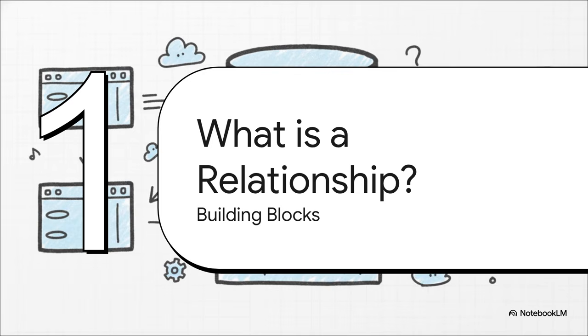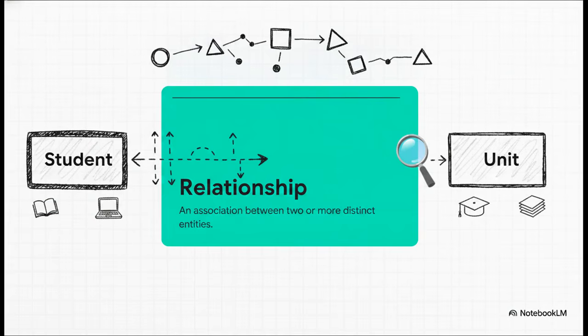Section 1. What is a relationship? Okay, so by definition, a relationship in a database is an association between two or more distinct entities. Simply put, a relationship tells us exactly how data points are connected. If you have an entity called student and another entity called unit, the relationship is the bridge between them, like a student registering for a specific unit. It's the exact mechanism that binds independent facts into a cohesive story.